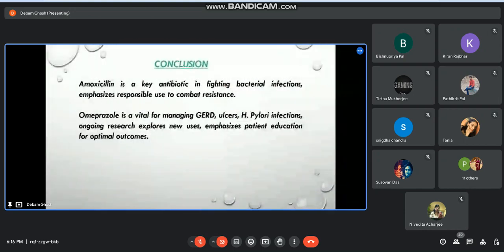Now, the conclusion. As we know, amoxicillin is an antibiotic and omeprazole is a proton pump inhibitor. The project and the presentation have been very useful and will be helpful for our futures too, and they also helped me learn many new things about bioactivity, as well as many new software and websites.